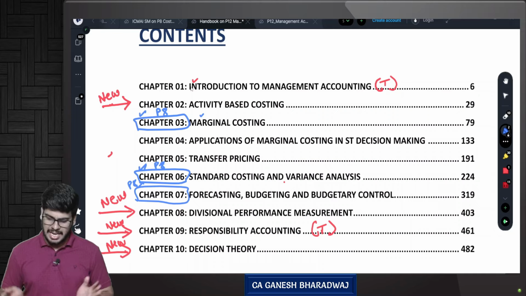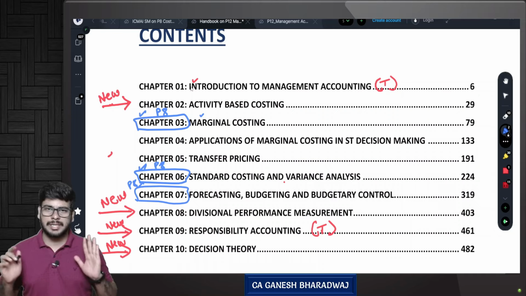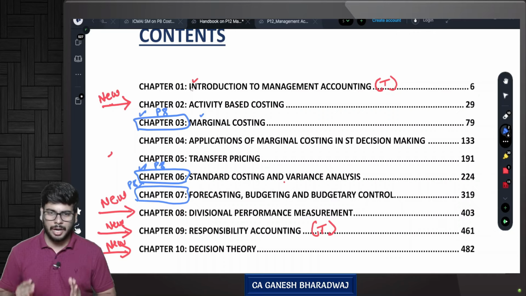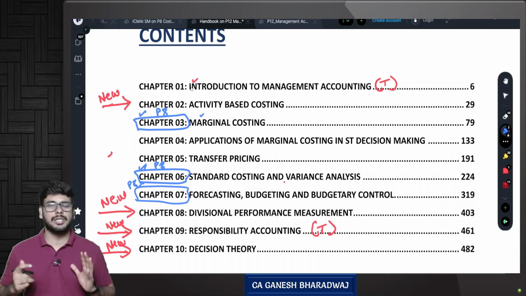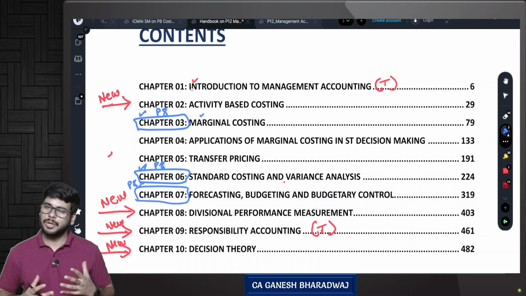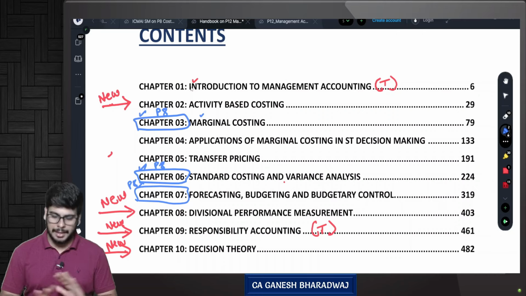That's why I am saying, nevertheless, everything will be started from the scratch. If you are a person who is attending only paper 12 management accounting, don't worry, everything will be started from the scratch with every contextual background given. Are you clear with this?